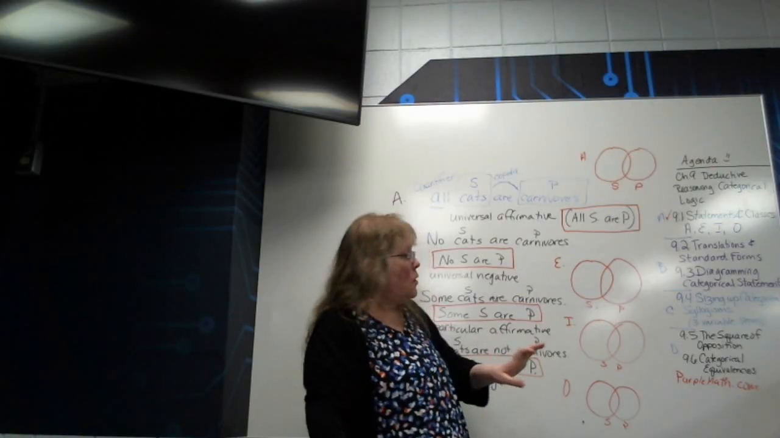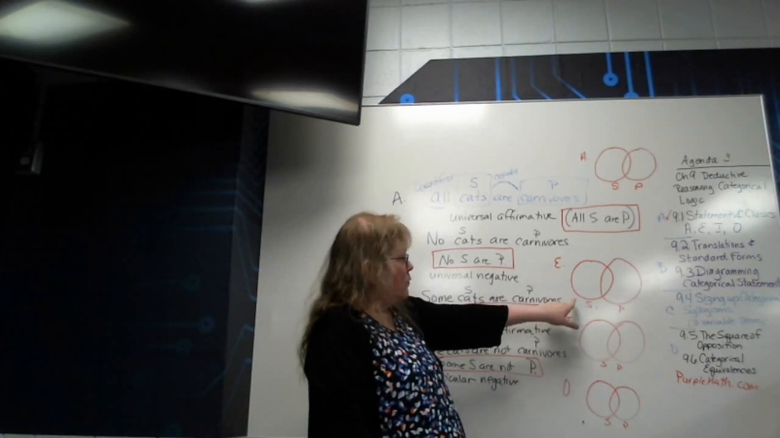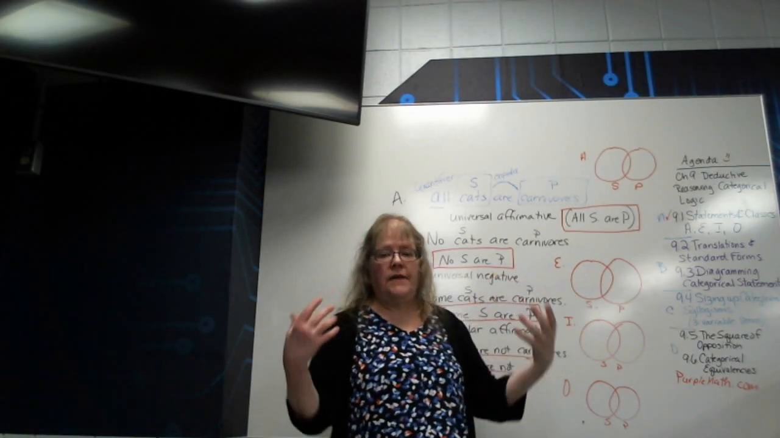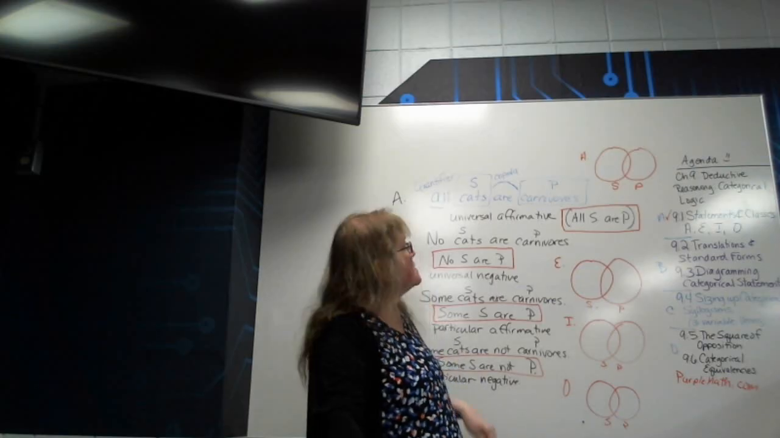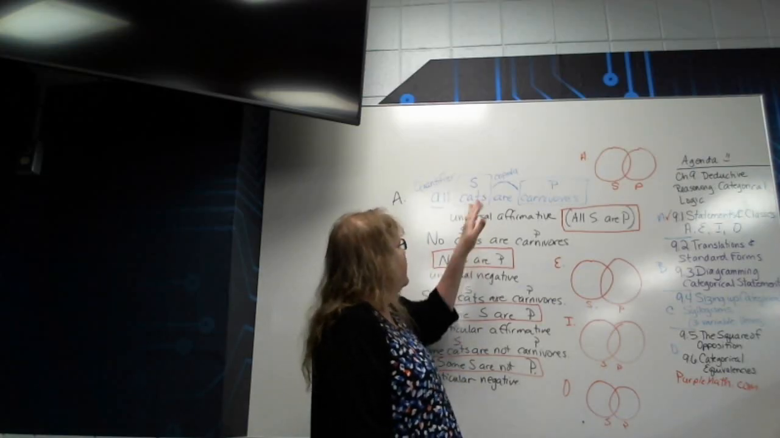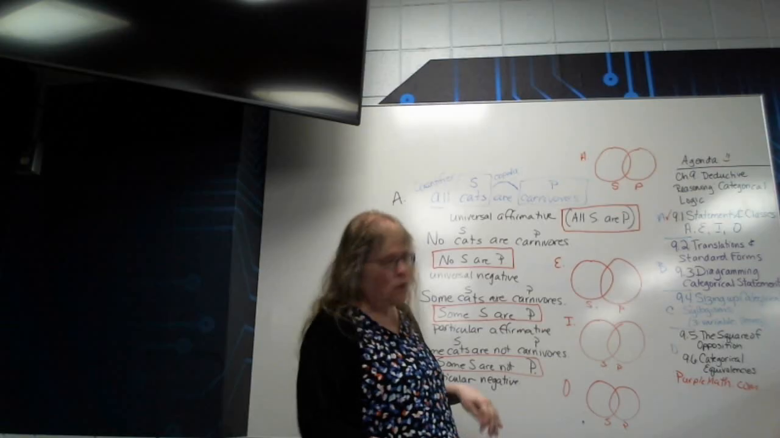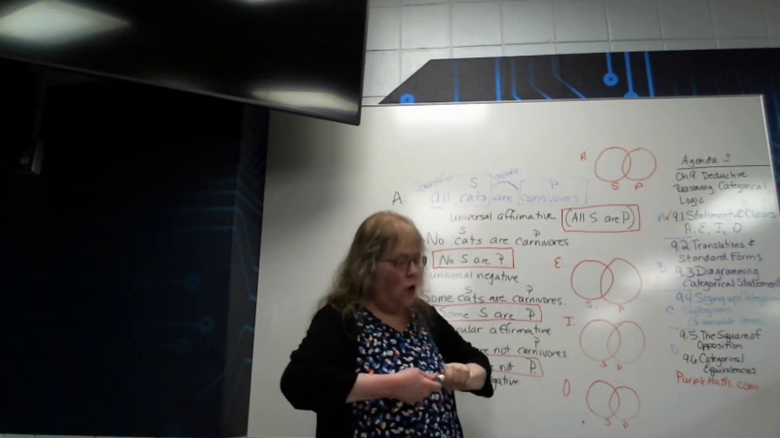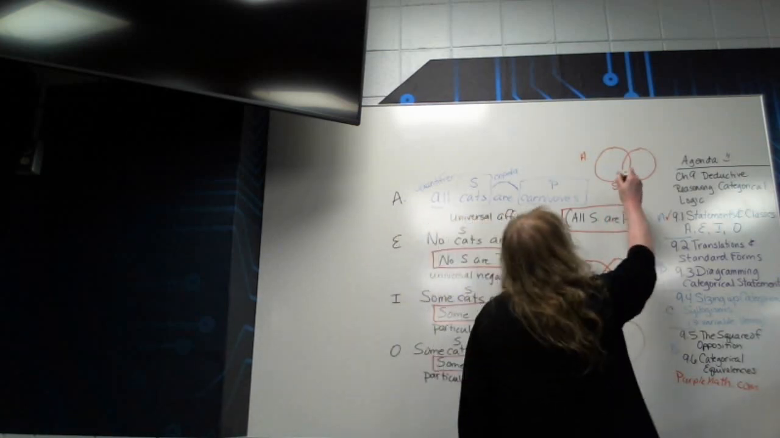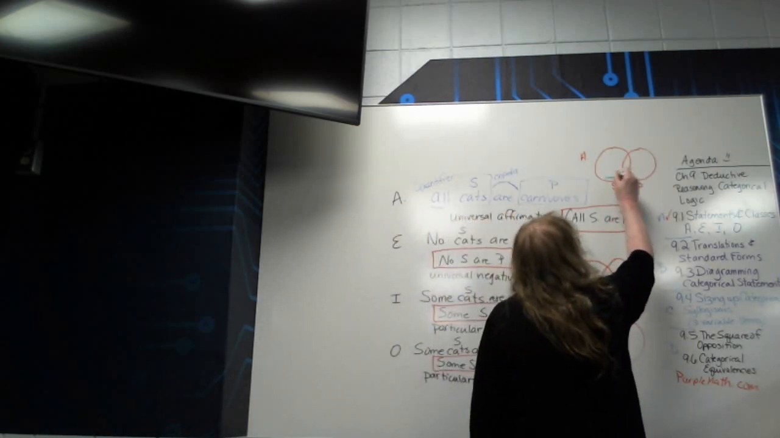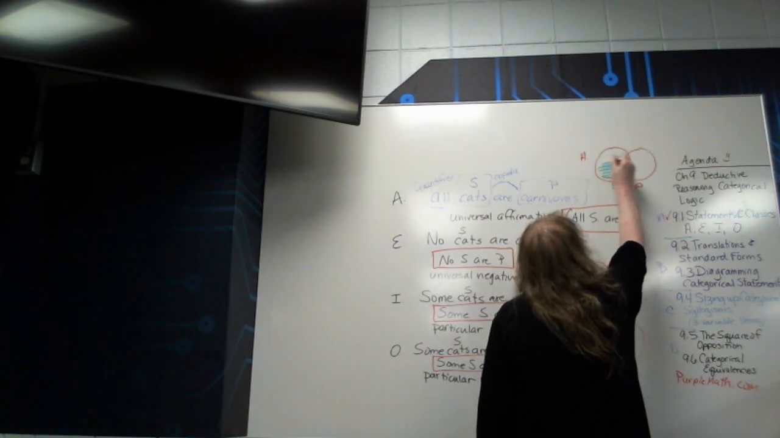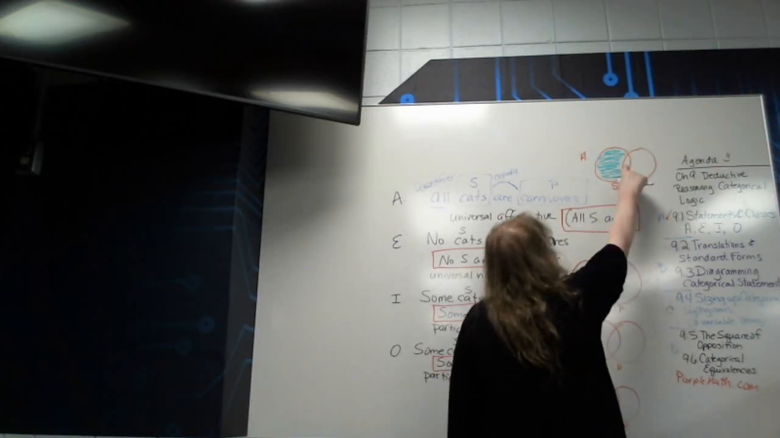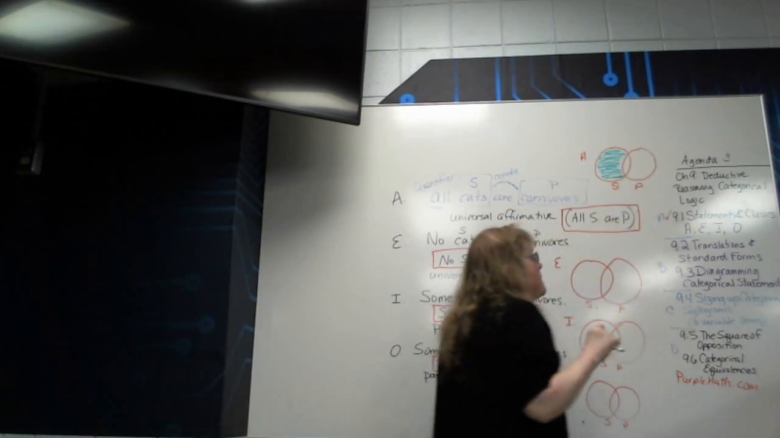Okay, so you always start out with the 2 circles overlapping, S and P at the bottom to label them, and then we diagram. So for A, all cats are carnivores. We are always going to do this. We're going to color in the S, that is the big portion of that circle. We're going to leave the little eyeball section open, okay?